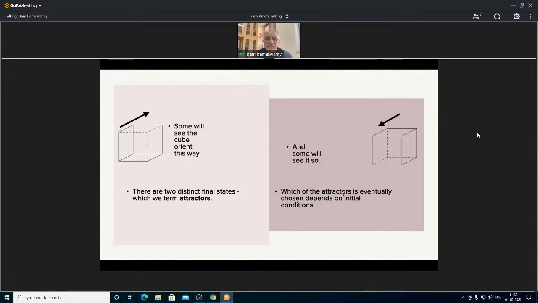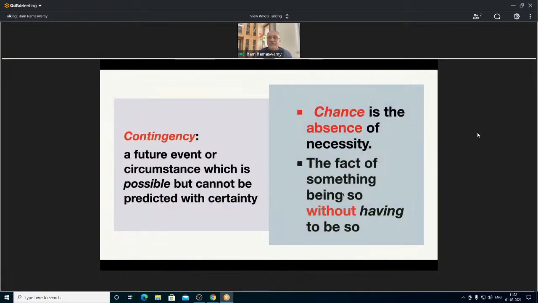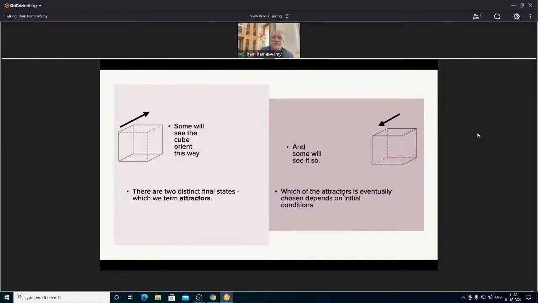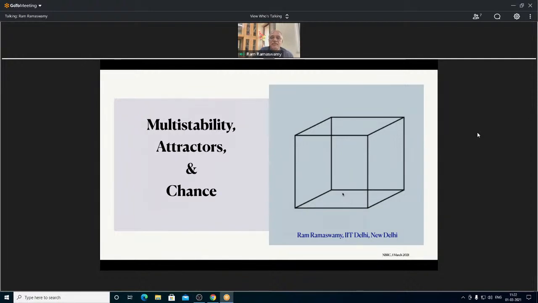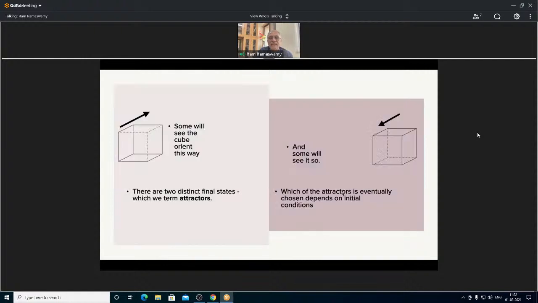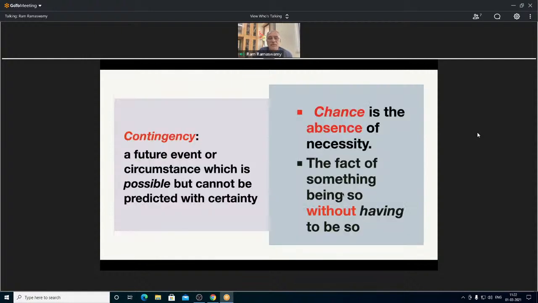The third word in my title was chance, and chance, in a way of thinking about it, is central to this discussion. How one sees it coming out or going in is, quote unquote, a matter of chance. And that chance depends on the fact that you have two attractors. But the way in which we use the word chance is that chance is the absence of necessity. If something happens without it having to happen, then there is a question of chance.